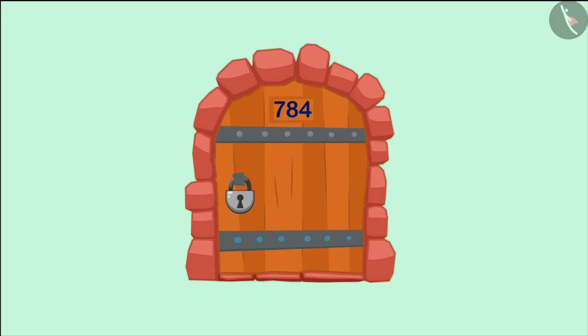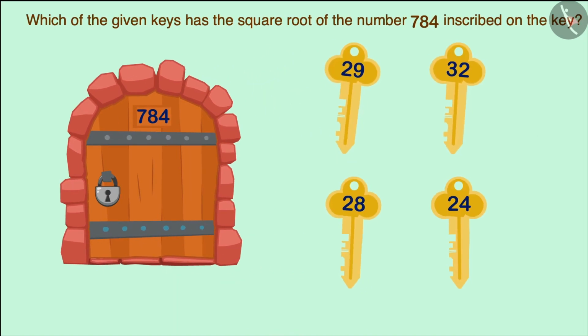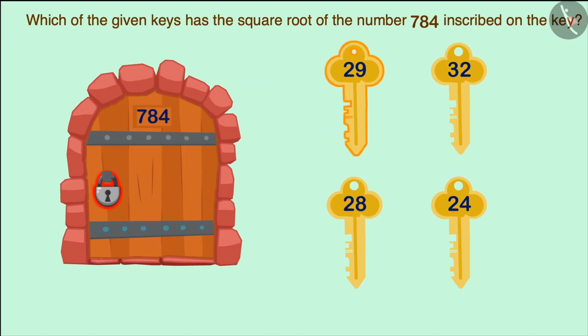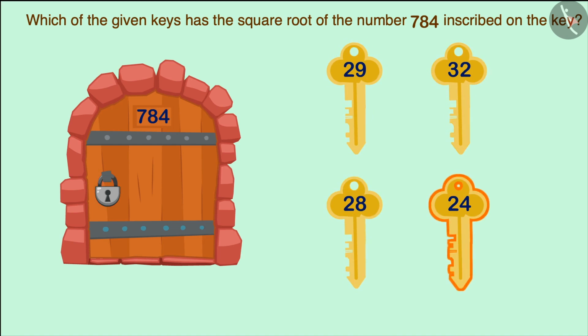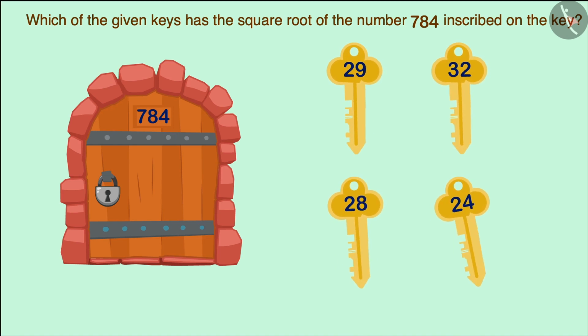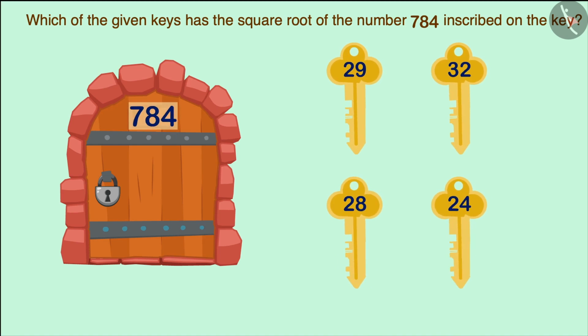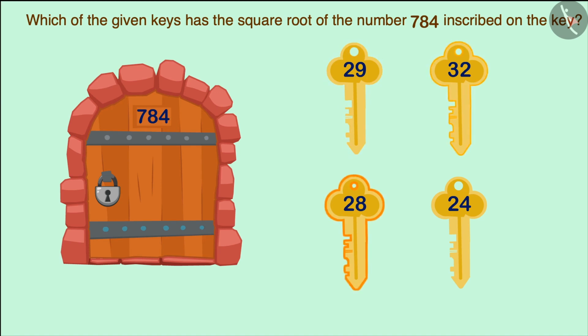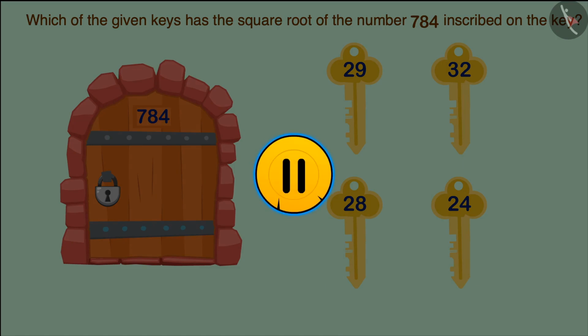Look at this door. It has a lock on it, on top of which 784 is written. We have been given 4 keys. This lock will open using one of these keys, but the condition is that the number inscribed on the key should be equal to the square root of 784. Can you tell which of the keys on the screen will open this lock? You may pause the video here and solve the question yourself.